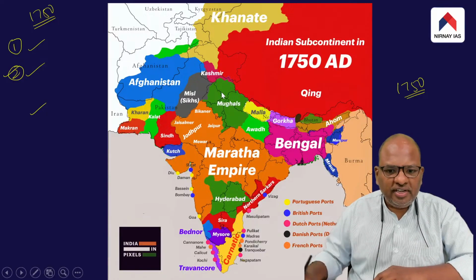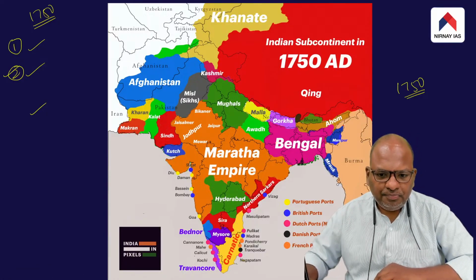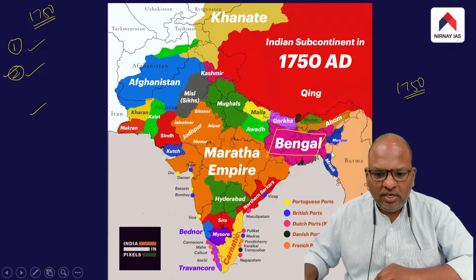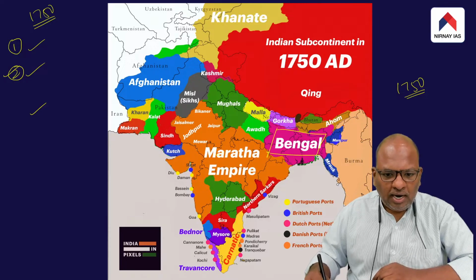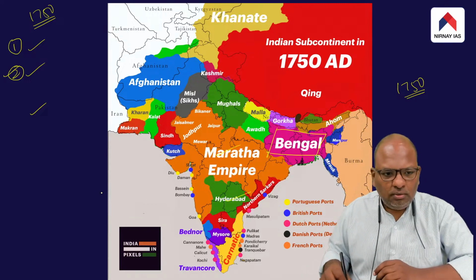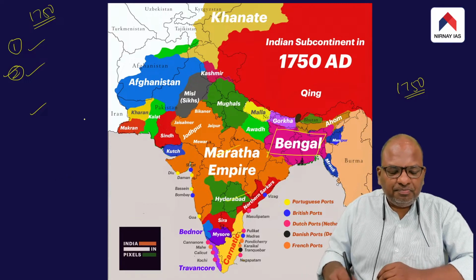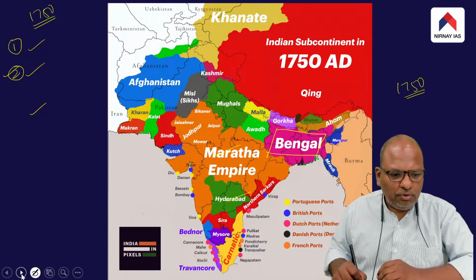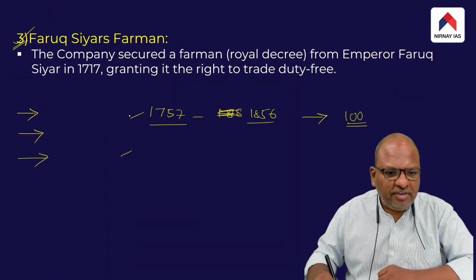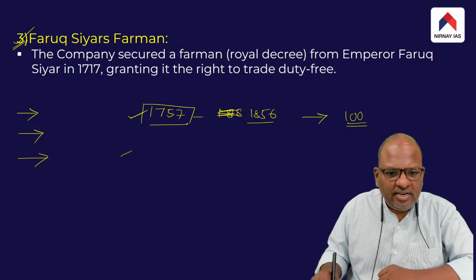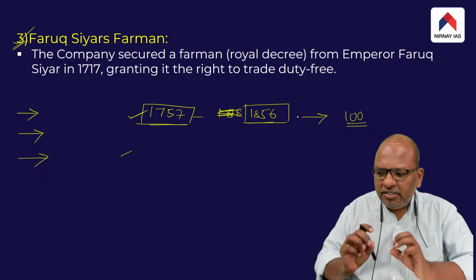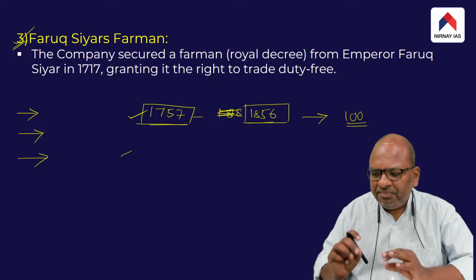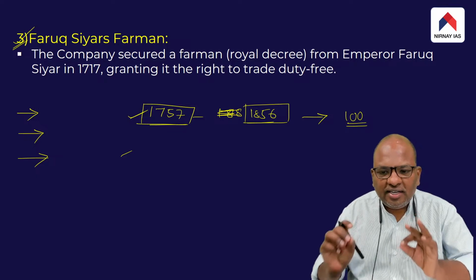These were the various kingdoms. Bengal happened to be one of the very rich provinces of India. The Marathas were centrally located, then Hyderabad. These were different kingdoms that emerged in India by 1750 AD. Now come to the point. The British conquest of India began in the year 1757 and ended in 1856. So it proceeded for about a 100-year period.